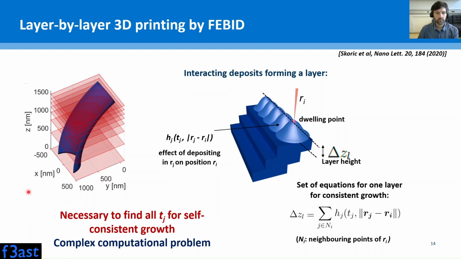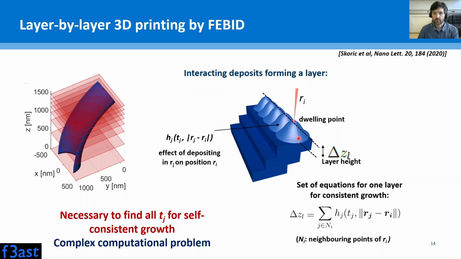So let's understand now the key features of the FEBIT algorithm. And let's start talking about the layer by layer approach that we use, which is the same as the one that a standard 3D printer employs. So we have our object, which is three-dimensional, and we slice it. And what we want is our algorithm needs to calculate what is the dwell time for each point that makes it possible that we have a constant layer height for each of the layers.